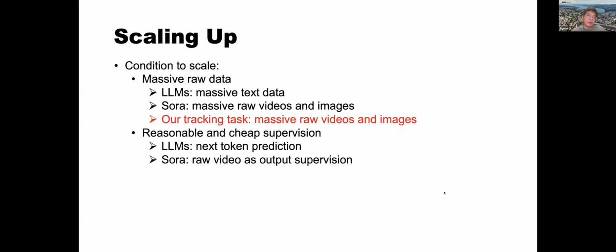And regarding supervisions, I think large language models' supervision is very cheap. The pre-training stage is just next token prediction, so it's basically self-supervised. And for Sora, it generates raw videos, and usually one video only needs one very detailed text prompt, so also cheap. But for tracking, as we all know, it's very expensive to annotate all the masks and bounding boxes.